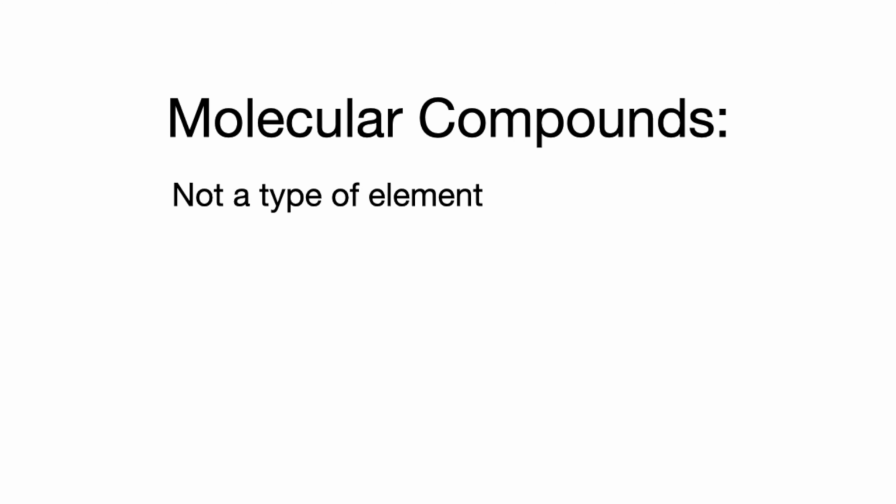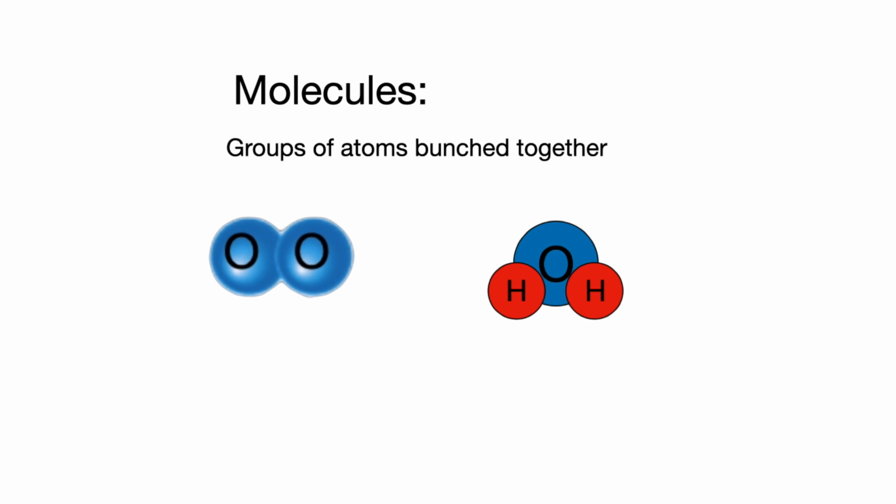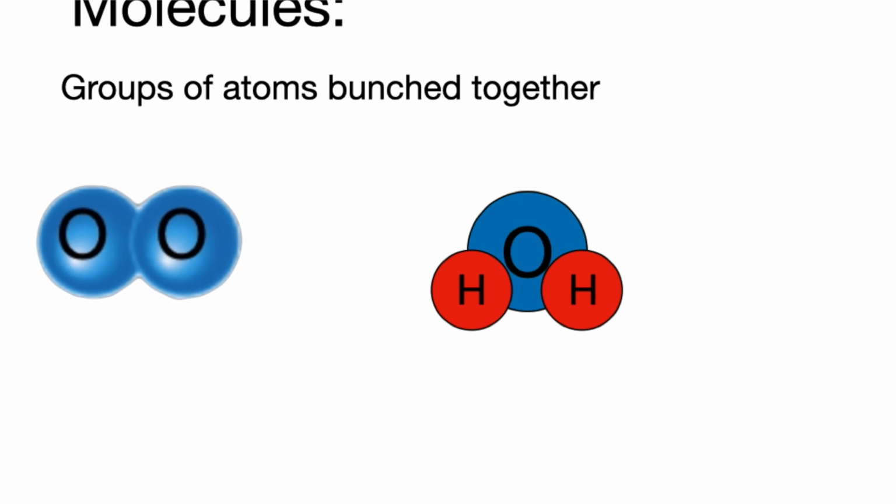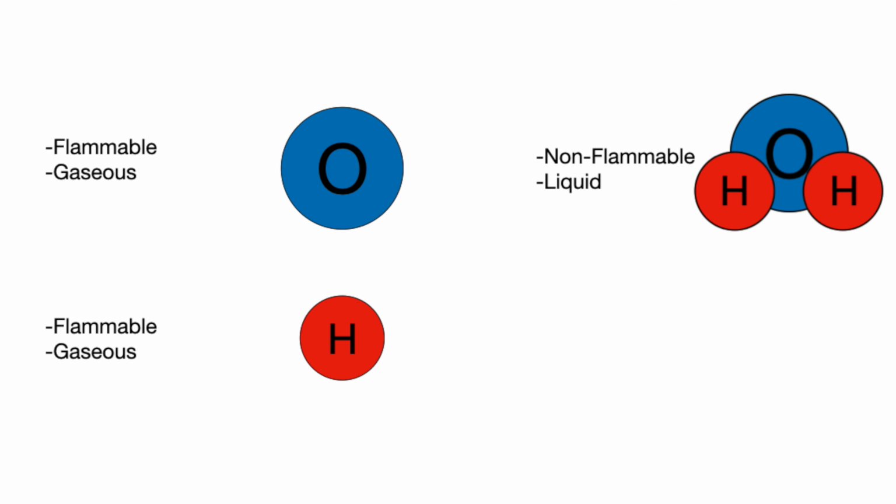Molecular compounds are not a type of element, but rather things made of them. As previously discussed, molecules are groups of atoms bunched together, and could be made of one element or many. Compounds are molecules made up of 2 or more different types of elements. Compounds often differ substantially from the elements they're made of.